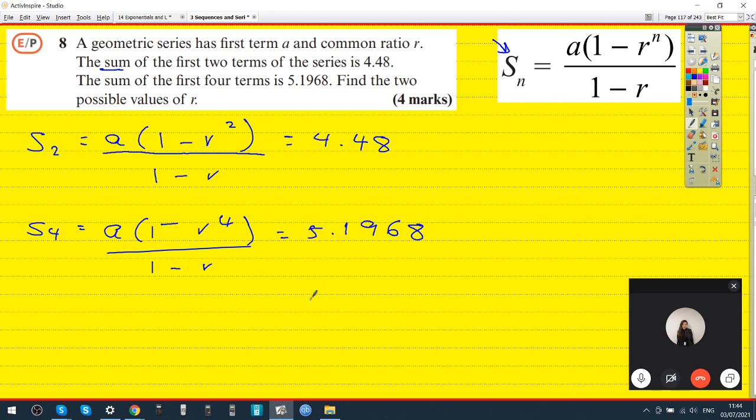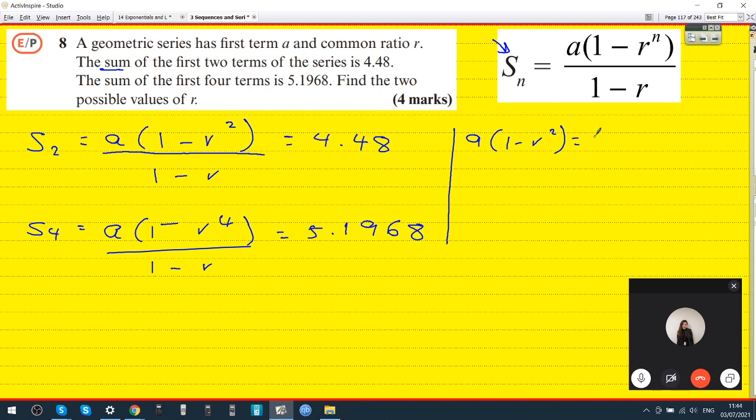All right. What are we doing here? Can we expand the bracket at the top? Let's get rid of the denominator first. So you can multiply by 1 minus r, which gives you 4.48 times 1 minus r. I'll leave it like that. So let's make this A equals.